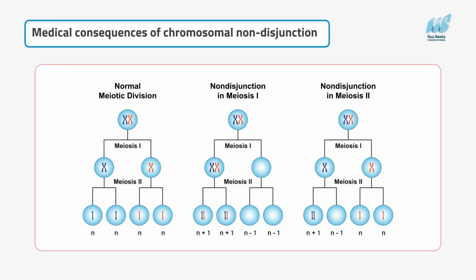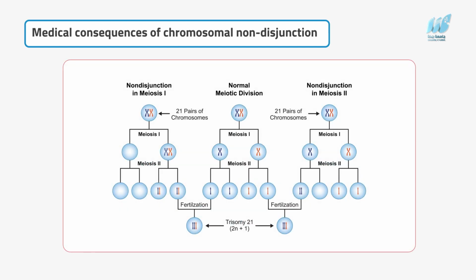There are medical consequences of chromosomal non-disjunction. Meiotic mistakes appear to be common. Homologous chromosomes may fail to separate, which is called non-disjunction. It could occur during meiosis 1, or sister chromatids may fail to come apart during meiosis 2. When one of these situations occurs, gametes are formed that contain an abnormal number of chromosomes. We will talk about it in more detail in the chromosomal abnormalities lecture.